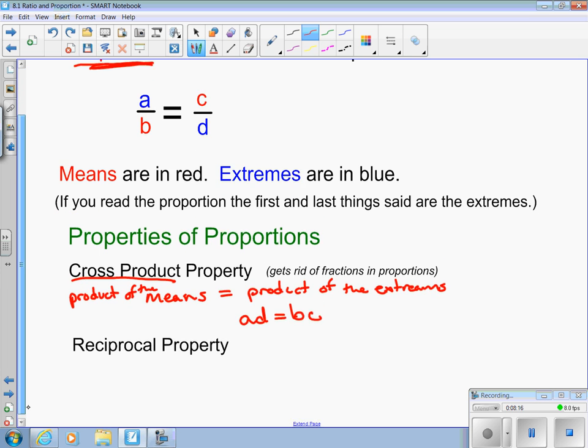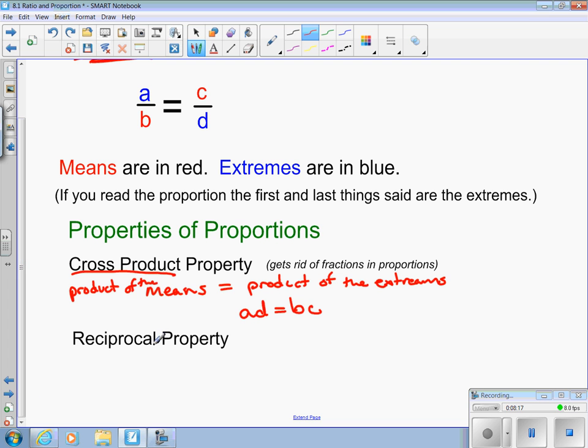Now the reciprocal property is kind of similar. If you know what a reciprocal is, basically if I look at the reciprocals of this statement, B over A, that's going to equal D over C. So if this statement is true, then this one is true.